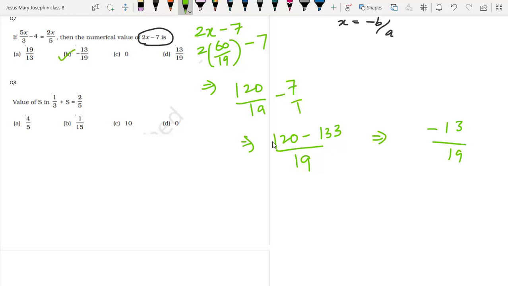I hope you got this. So we have utilized the first given equation to find the value of x, and then we utilize this value of x in equation number 2 to find the answer. Okay. Now question number 8.